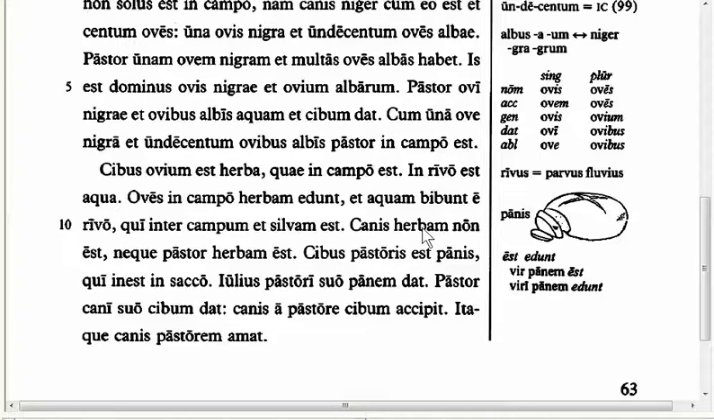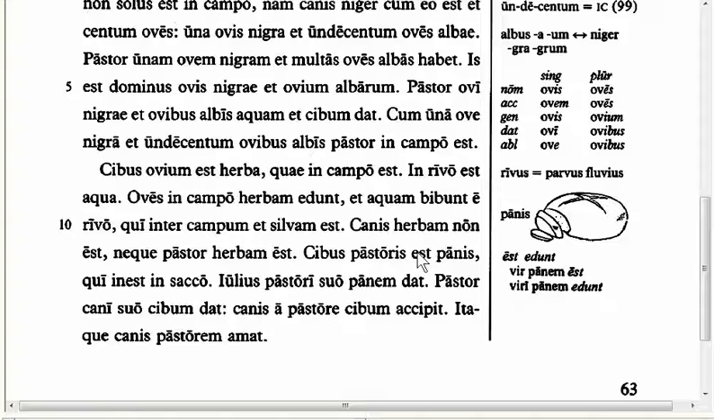Canis herbam non est. And the shepherd does not eat grass. And then we have quibus pastores est panis. The food of a shepherd is bread. Okay, so here we have est. As so distinguish between edit and est.